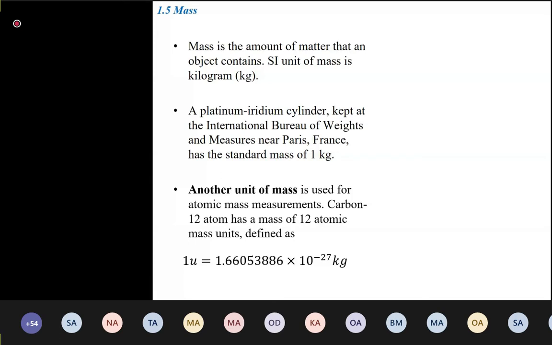In fact, the neutron is a little bit heavier than this, but for most practical purposes, if high accuracy is not desired, you can use this as the mass of a proton or neutron.